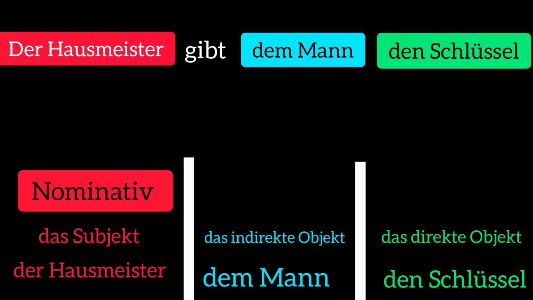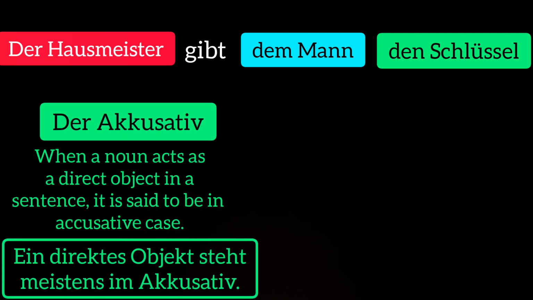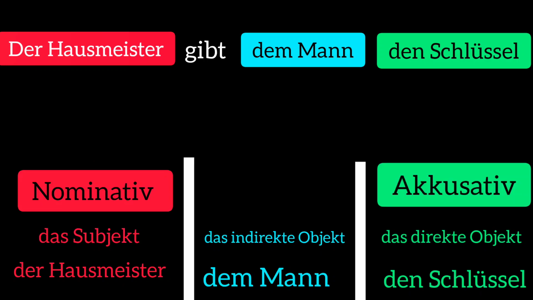Now, coming on to the most important information, that is, when a noun is acting as a direct object in a sentence, most of the times it is said to be in accusative case. Der Akkusativ. Also, ein direktes Objekt steht meistens im Akkusativ. So, in this sentence, the noun der Schlüssel is acting as the direct object and therefore it is in accusative case. And hence, its article has been changed from der to den.